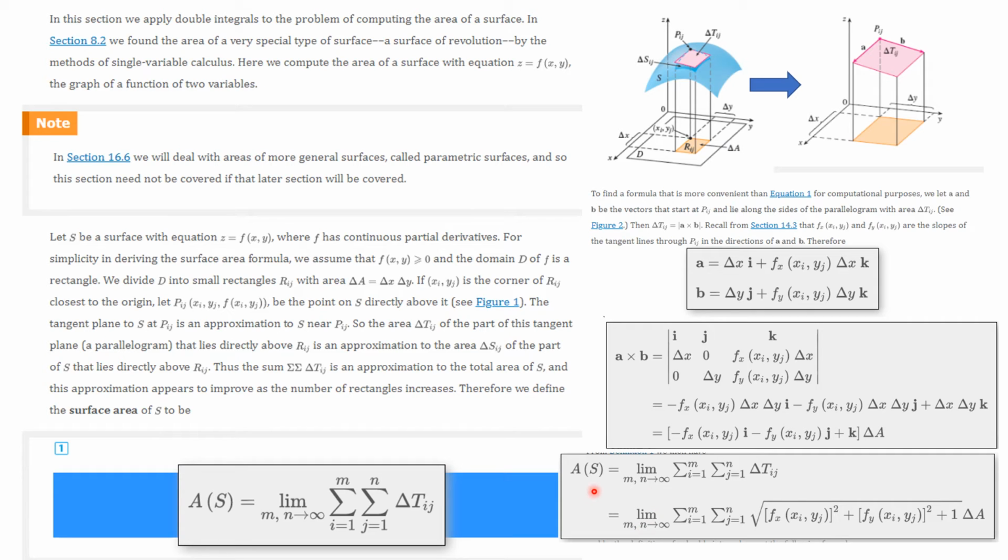So we're going to say that A of S is equal to that double sum, but now this is going to be the square root of f sub x at xi, yj whole squared, same thing for f sub y whole squared, plus 1 because the component here is 1. And now what we're going to do is take this limit.